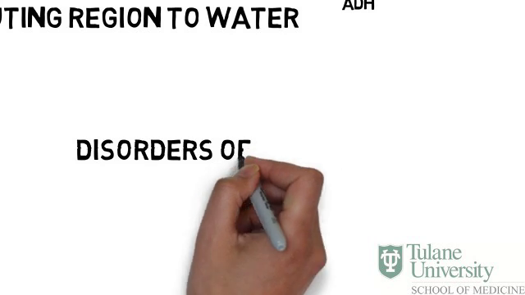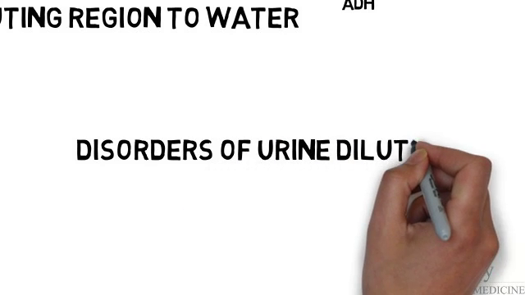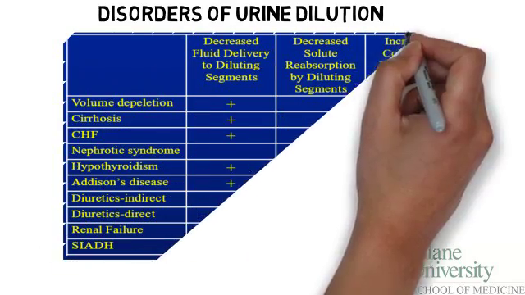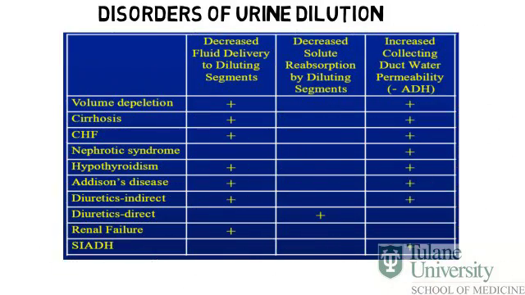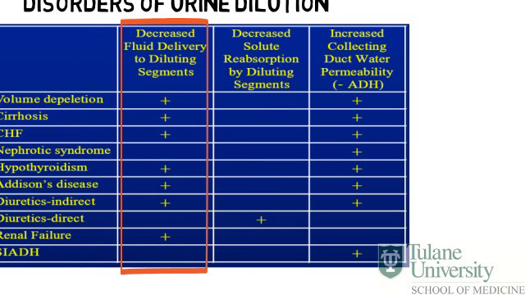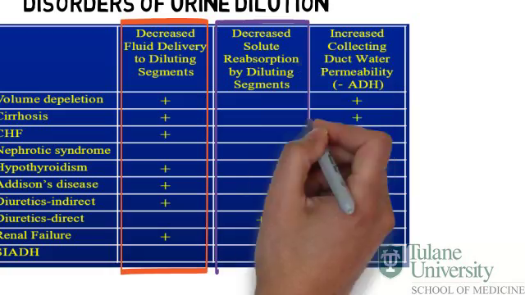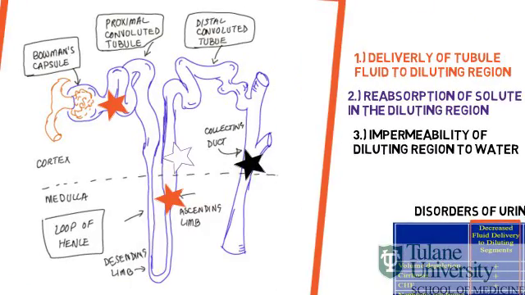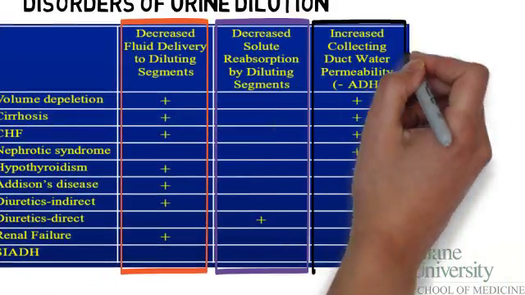Next, let's quickly look at some disorders that can cause hyponatremia and have problems with urine dilution. First, as you notice, most of these disorders have decreased fluid delivery due to decreased volume. And lastly, there are a few, such as diuretics, which cause decreased solute reabsorption by the diluting segment. And finally, the vast majority have issues with ADH.